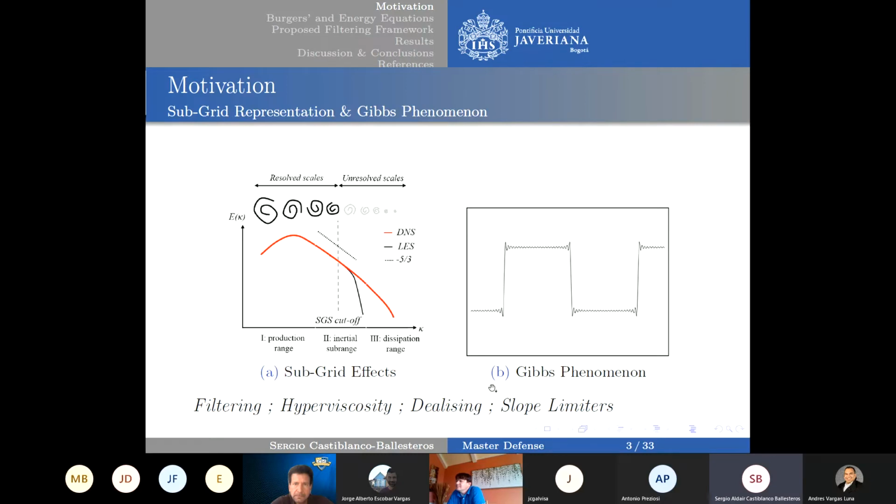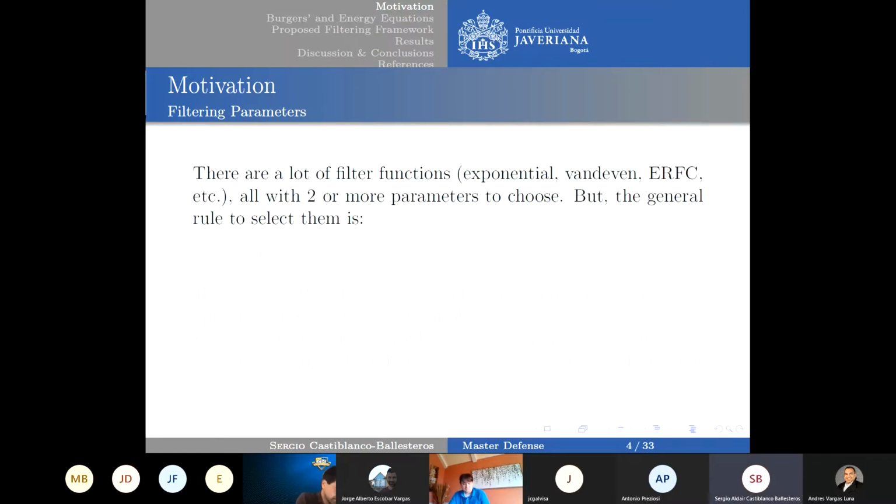But there is an additional problem, which is that none of them has an unambiguous way to be defined, since every technique has some movable parameters. The idea here is to relate these parameters with physics by analyzing the behavior of a quantity that must be conserved, such as energy. Particularly in filtering, there are a lot of available functions and some parameters to choose. And the general rule to choose them is filter as much as needed, but as little as possible. And then there is no certain way to do it.